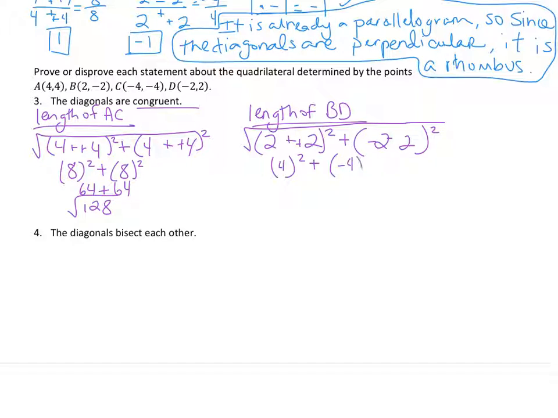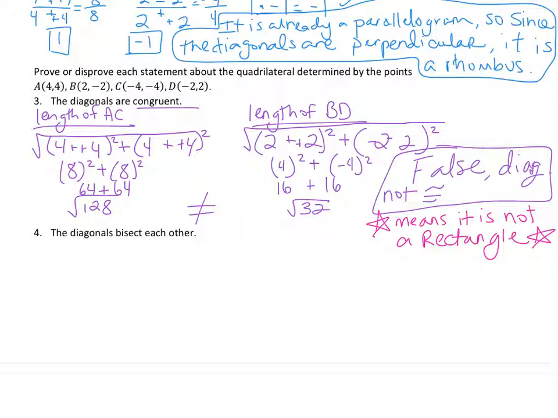Next, when we get a negative 4 squared, keep the parentheses around it, because once you square it, they both get a 16. So we get a square root of 32, and these are definitely not equal to each other, so this is false, because our diagonals are not congruent.